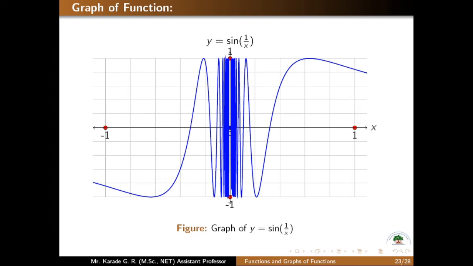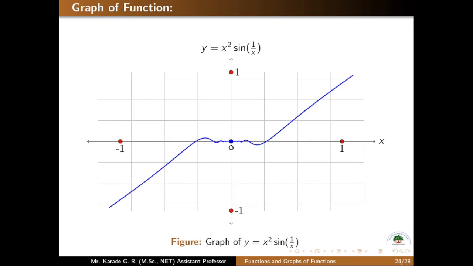Now see the graph of the function y equal to sine 1 by x. You will observe that in this graph, as x goes away from 0, the frequency of oscillation becomes smaller, and as x approaches 0, the frequency of oscillation becomes larger. But this function is not defined at x equal to 0, therefore this graph is broken, or not continuous at x equal to 0. Now see the next function.